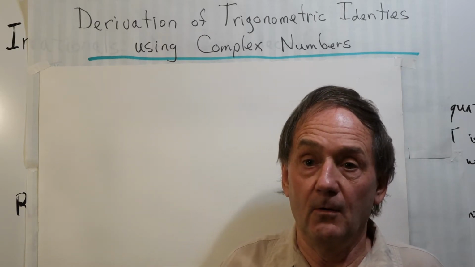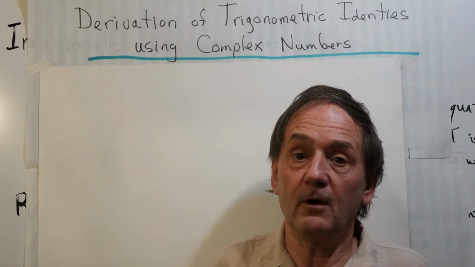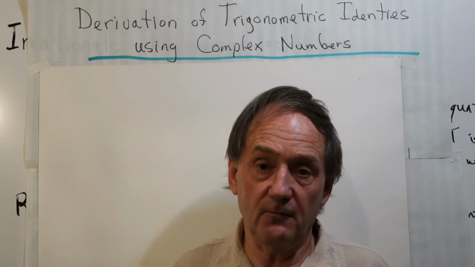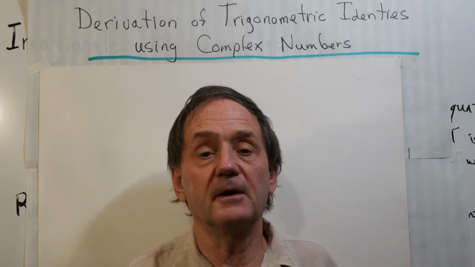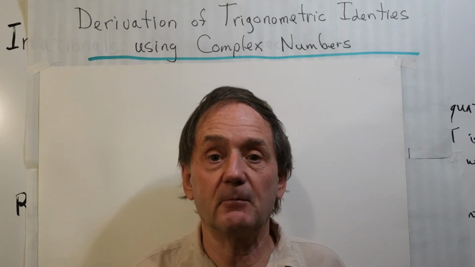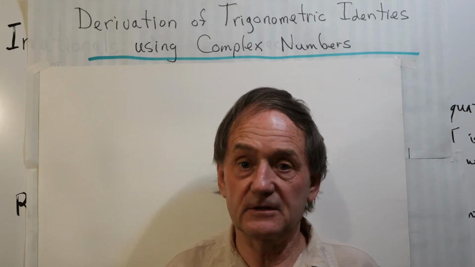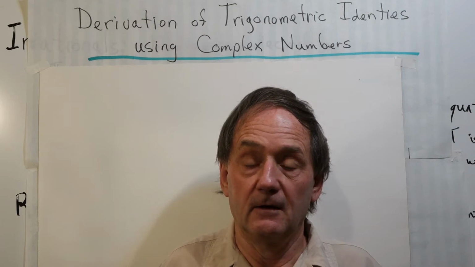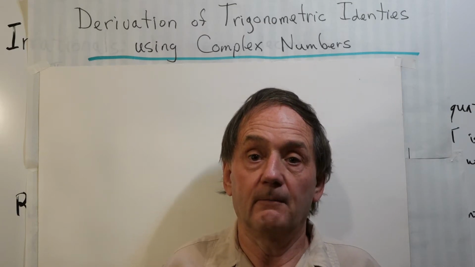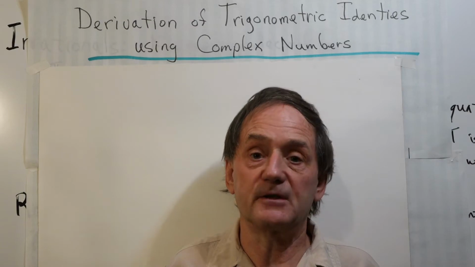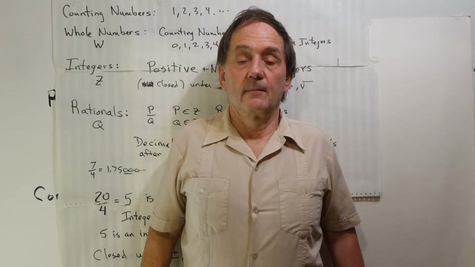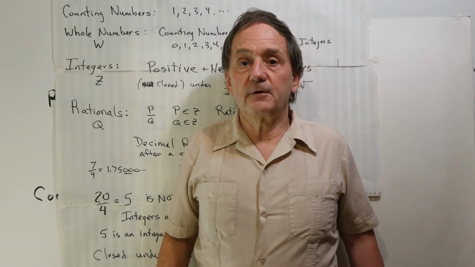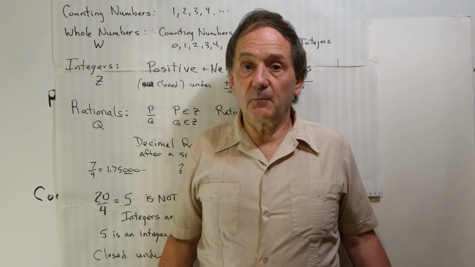So now we'll get started, but before I get into the derivation of the trigonometric identities with the complex numbers, I'm briefly going to discuss the structure of the number system and to show why we're using complex numbers. We need complex variables in order to solve differential equations using the Laplace transform.